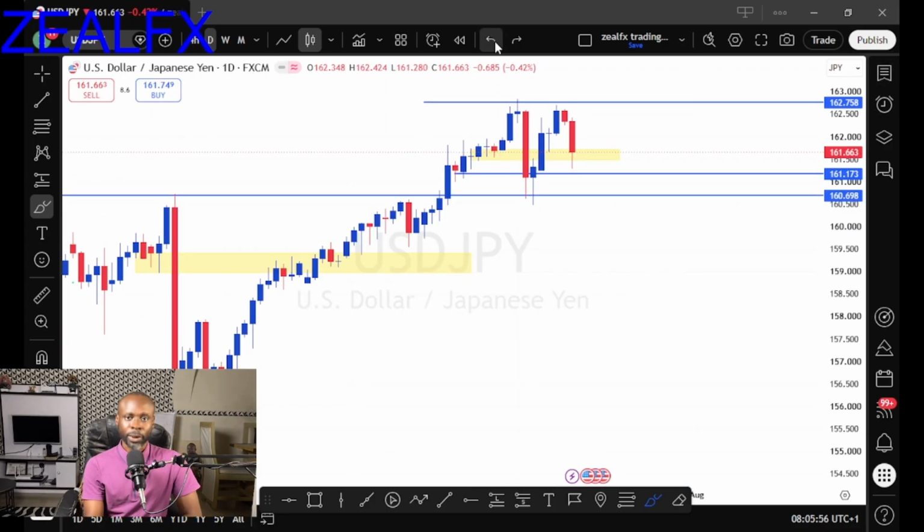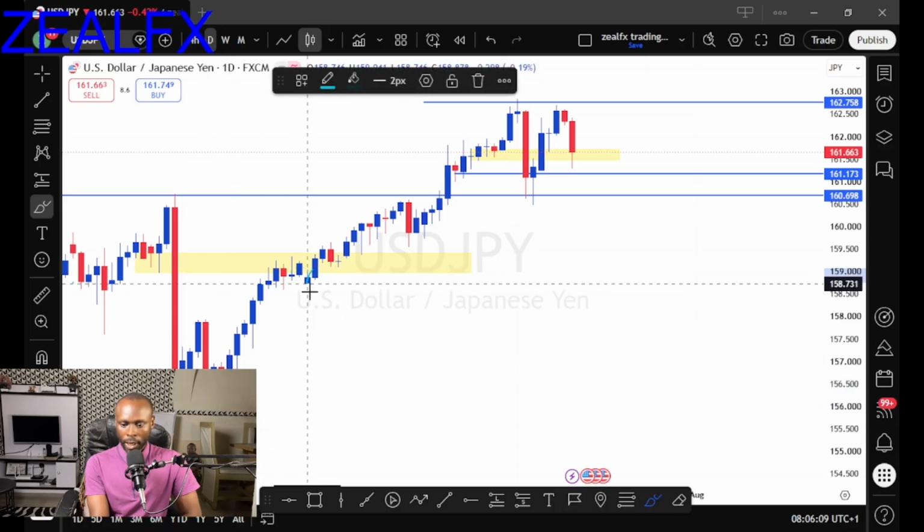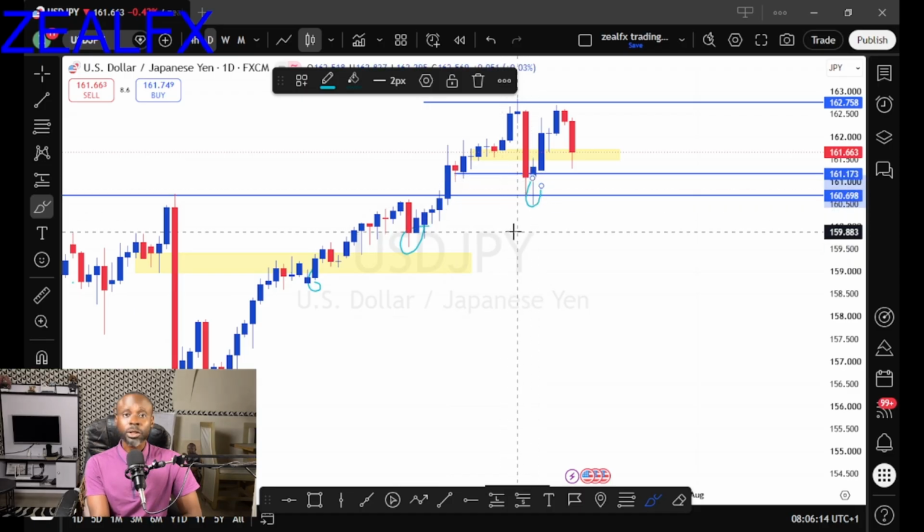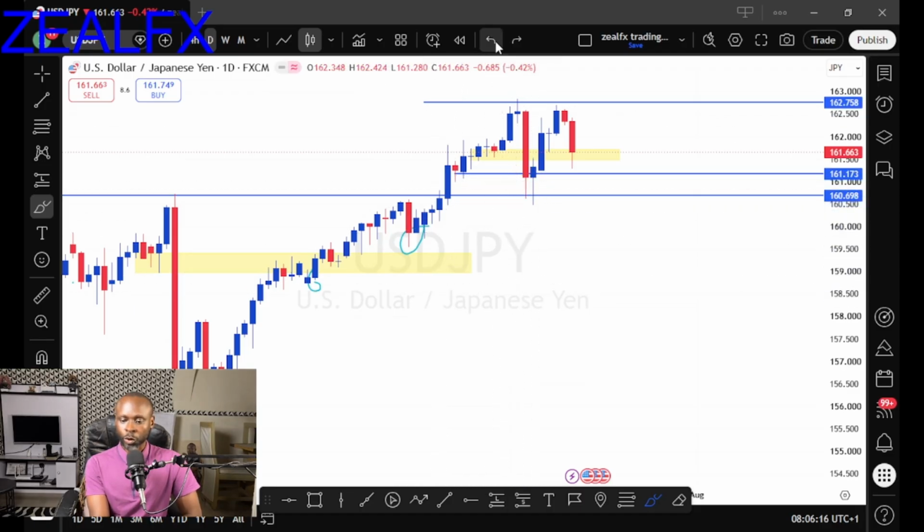Let's look at our next pair, which is the USD JPY. The USD JPY on my daily time frame still has this bullish structure. You can see we have this lower low, higher low, then higher low, then higher low. So this series of higher lows indicates a bullish trend for the USD JPY. So long as we have this series of higher lows, which indicates the bullish trend, we can't look for anything more than buying opportunity on the USD JPY.